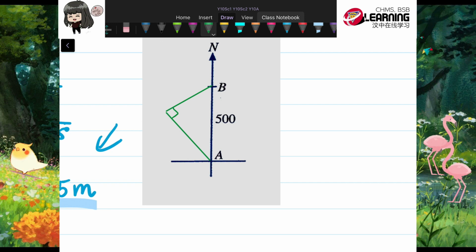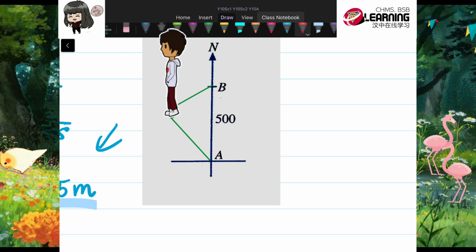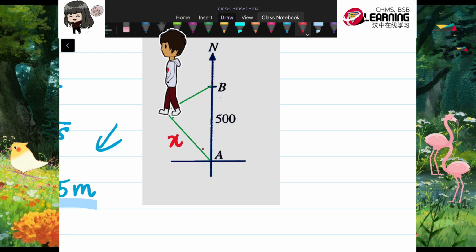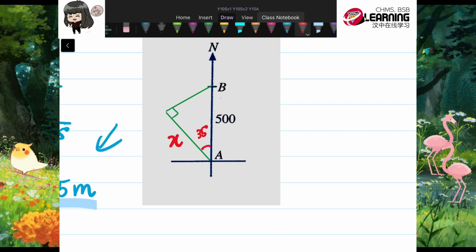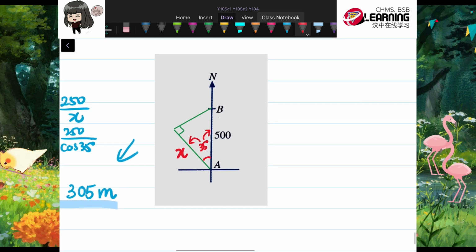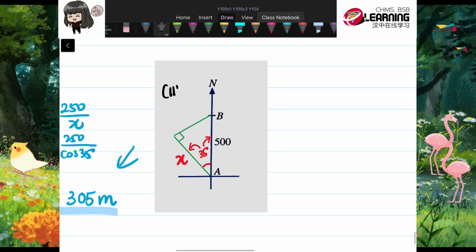So this is the closest to B, because here is still far, here is still far, even further if A walks all the way like that. So the shortest must be 90 degree here. X is the one that you need to find, and here we know it's 35 degree. Since it's 90 degree, we can use SOHCAHTOA. This is adjacent, this is hypotenuse. So this is for part 3.